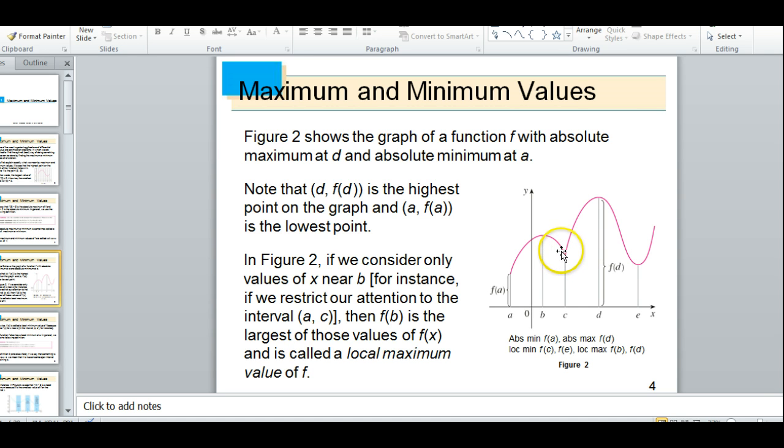And it happens to be the lowest point around the values x equals c. So if I'm zooming in around these points, I can see that x equals c has a minimum, and that will be called local. In here, this one is the highest point on the entire graph, so this would be absolute maximum. This one would be a low point on my graph, not the lowest, but this is the lowest one around values x equals e, so this would be a local minimum as well.